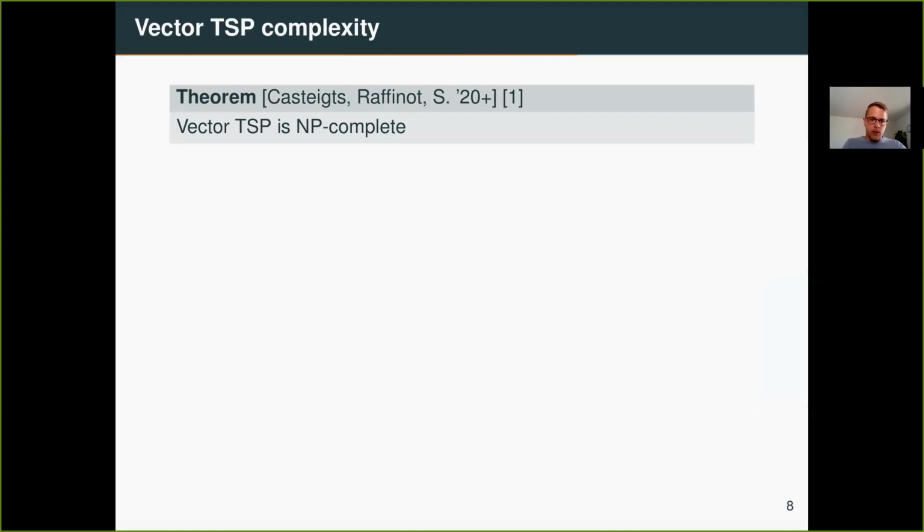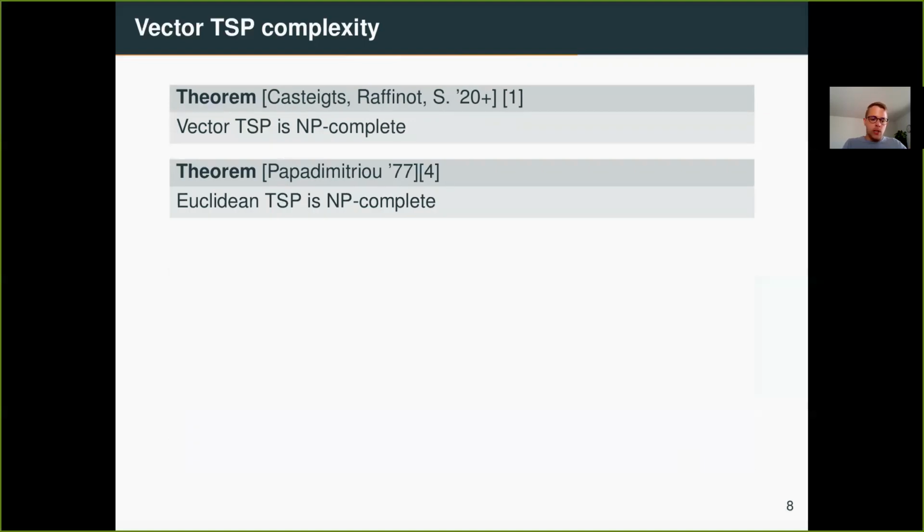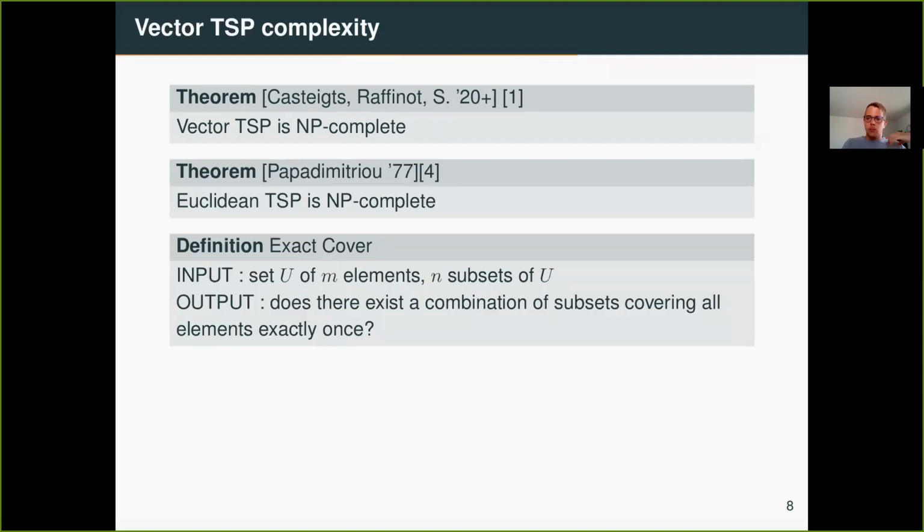So we showed that vector TSP is NP hard as well, and so that it's NP complete. And we did this by Papadimitriou's method, in which in 77, he proved that the Euclidean TSP is NP complete. And so he did this by taking an NP complete problem, of course, and reducing it to Euclidean TSP. So the problem he considered was exact cover. So exact cover is you have some universe of elements, and you have some subsets of this universe. And so the question is, does there exist a combination of these subsets that cover each element in the universe exactly once?